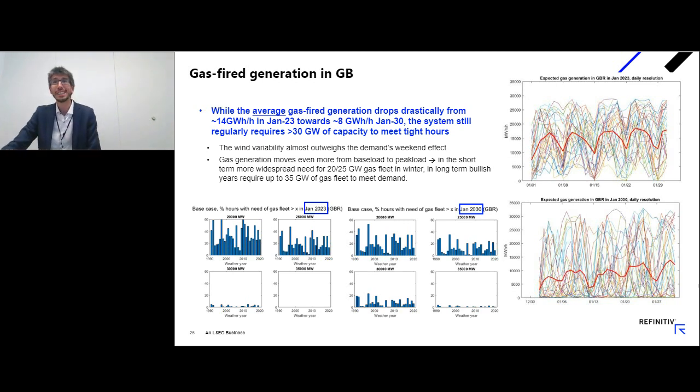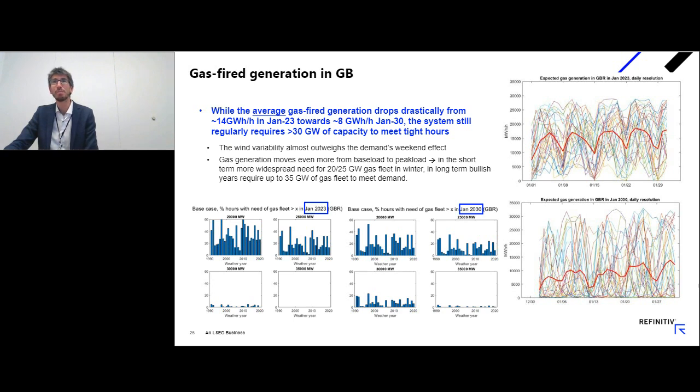So basically, this is to say that the extreme will become more extreme, and the need for an asset like gas will not decrease, but increase under certain circumstances. Obviously not on average, but as a peak loader, the need of gas will increase.